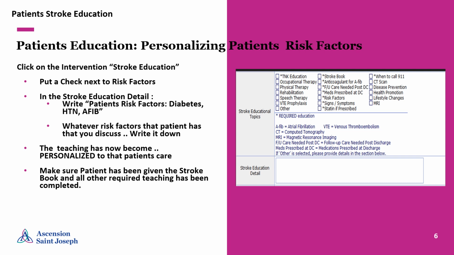Each time you discuss any of these risk factors with the patient or the patient's family, it should be noted in the chart that the education was discussed. You would document all instances this way. Also, make sure that the patient has been given the stroke book and all other required teaching has been completed.